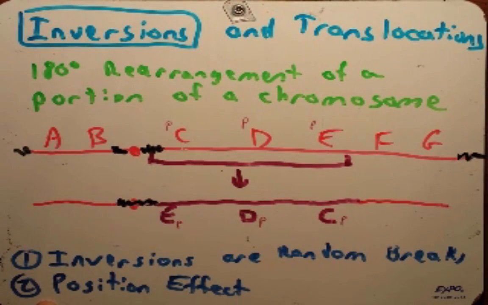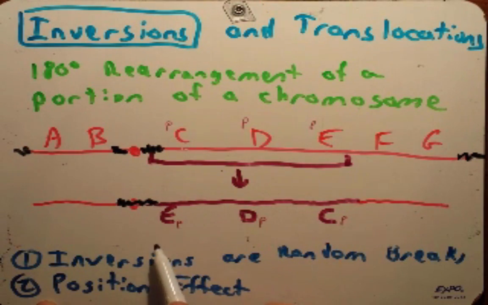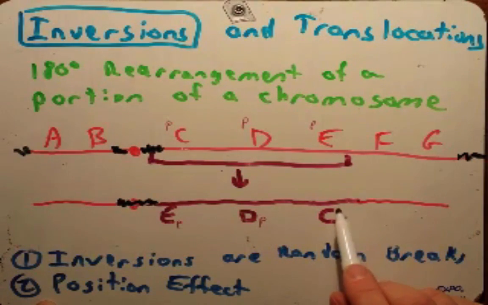Due to this inversion, gene E has been placed near this heterochromatin area, and now we would predict it's going to have a lower expression. And gene C has been placed in an area with higher expression because there's less heterochromatin in this area.